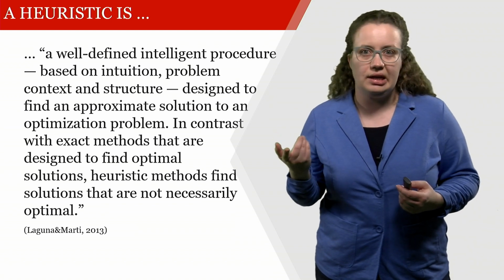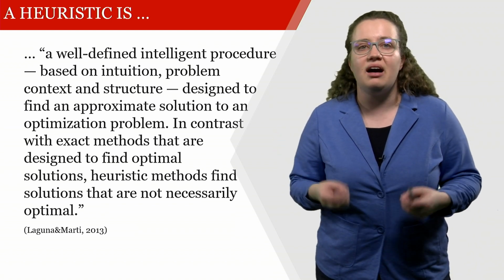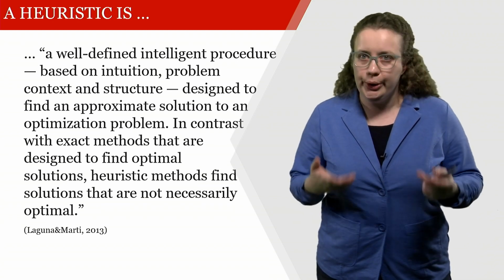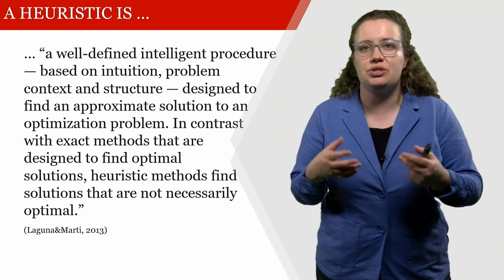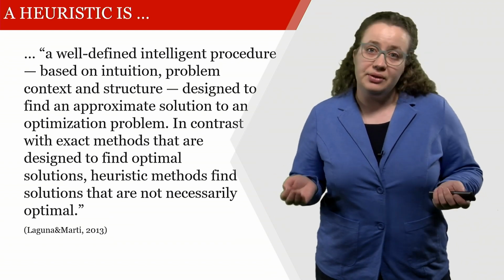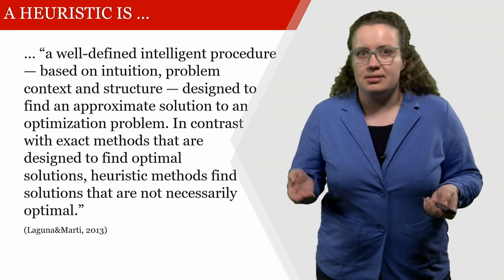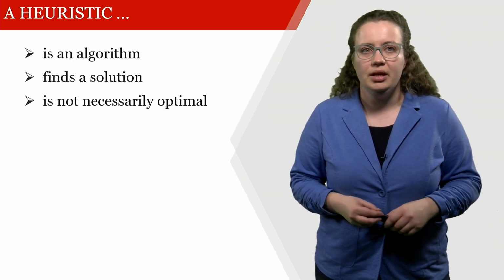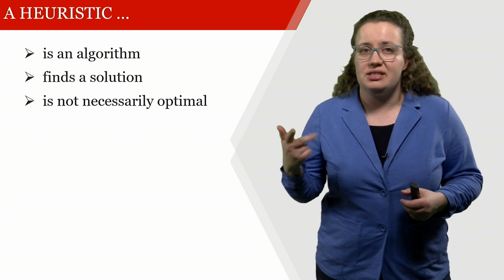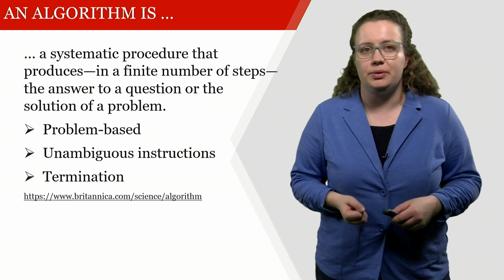it's not necessarily optimal, which doesn't mean that we can't find an optimal solution every once in a while. The thing is just we can't know if it's actually the optimal solution. We just know it is a solution, and that's it. We have to live with the fact that it might not be the best solution that we can find. So a heuristic is an algorithm that finds a solution and is not necessarily optimal.